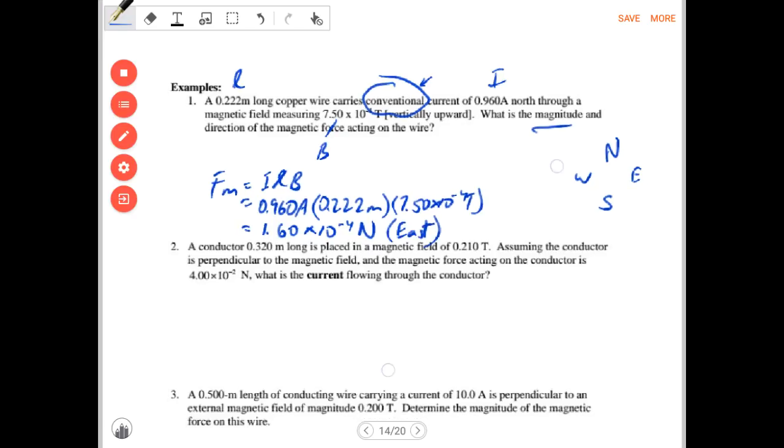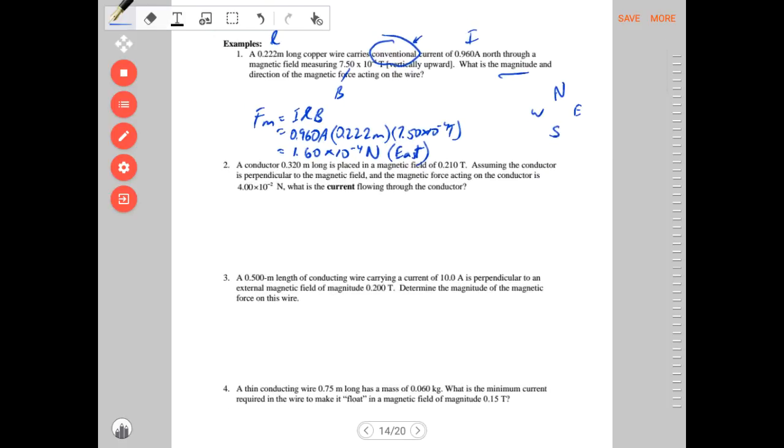There we go. Sorry, I kind of messed up. There we go. That's better. Awesome.